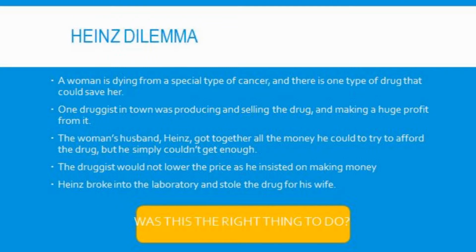The Heinz dilemma is a scenario in which a woman is dying from a special type of cancer and there is one type of drug that could save her. One druggist in town was producing and selling the drug and making a huge profit from it. The woman's husband, Heinz, got together all the money he could to try to afford the drug, but he simply couldn't get enough money. The druggist would not lower the price as he insisted on making money. Heinz broke into the laboratory and stole the drug for his wife. What was the right thing to do?